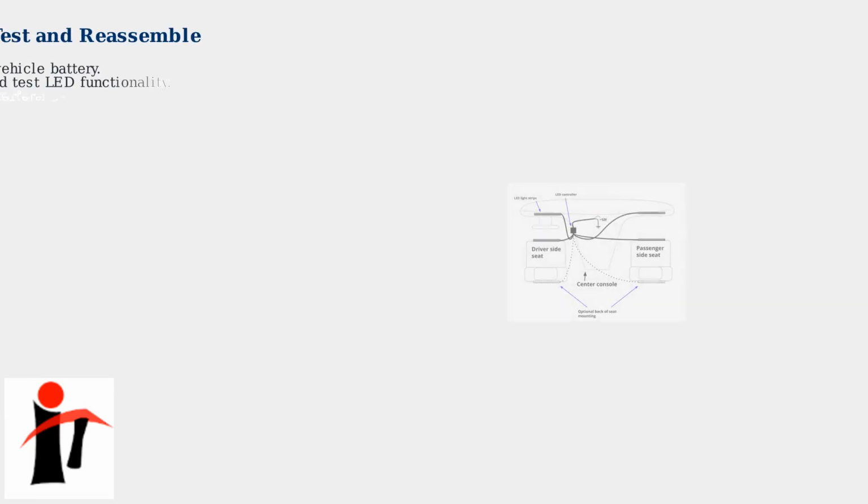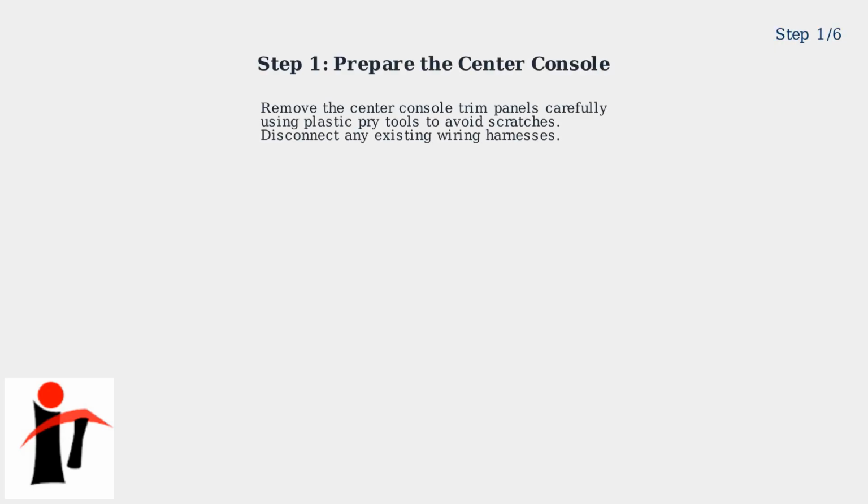Finally, test the installation and reassemble the door panel. Reconnect the battery, power on the vehicle, and verify the LED lights function correctly before securing the panel back in place. Begin by preparing the center console area.